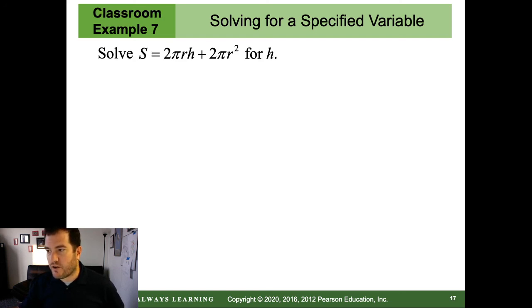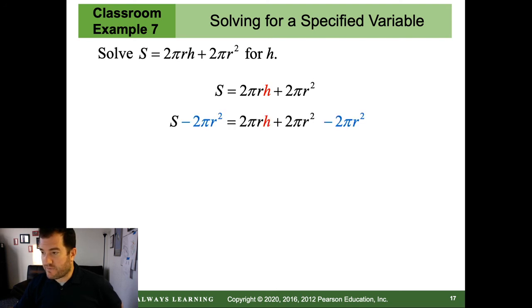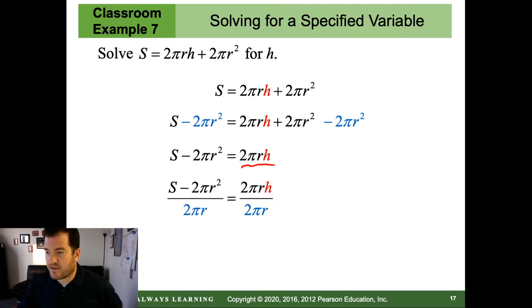So go ahead and solve this for h. So there's h, it's in red. Again, the first thing they're going to do here is subtract 2 pi r squared from both sides. And then you end up with this cluster. So you just divide by everything except for the h. You end up with that, and you can't simplify.